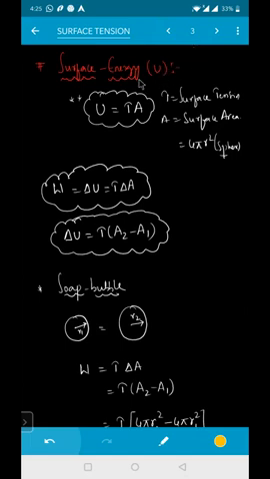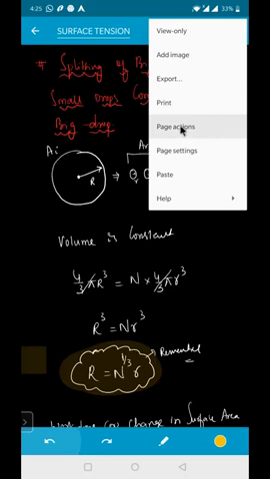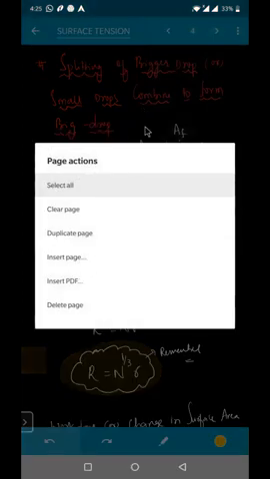So you got to see how I'm using the Squid app. You are getting an idea of how to do that. You can add pages. If you're doing the solutions, go to page actions. You can insert a page there and do the derivation there.